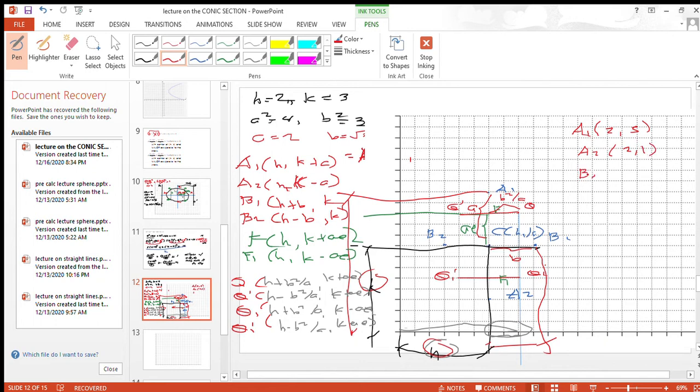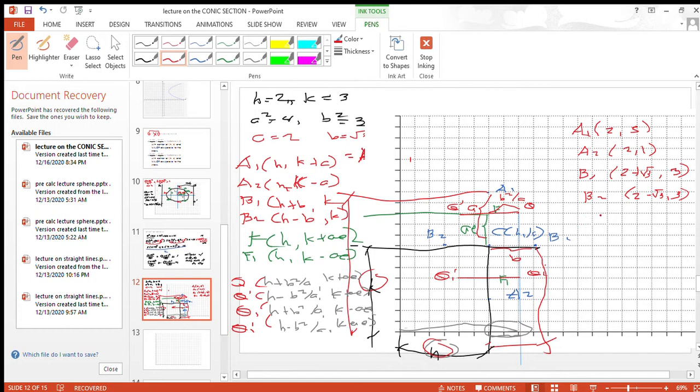B1. Ano yung si B1? H plus B. H is 2, B is the square root of 3. So 2 plus the square root of 3. Square root of 3 is 1.7, so that's 3.7. And then ordinate is K, 3. B2 will be at H minus B, 2 minus the square root of 3, 3.